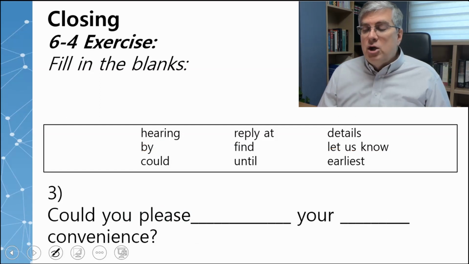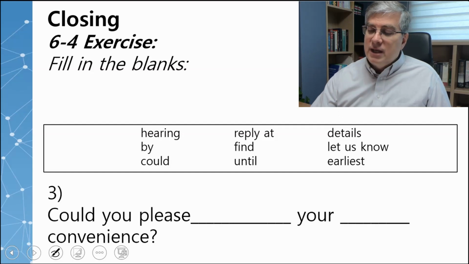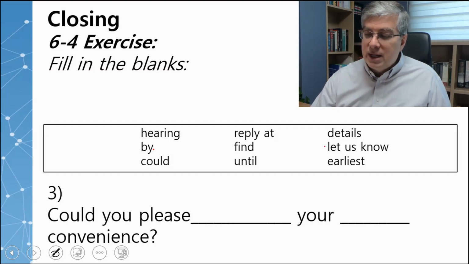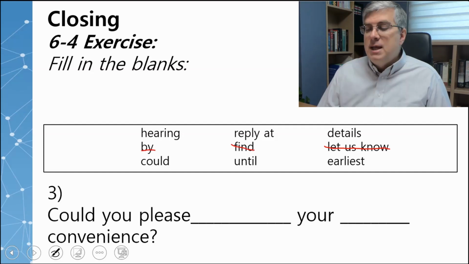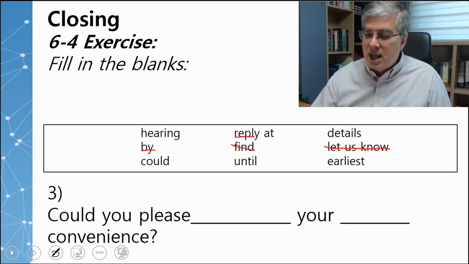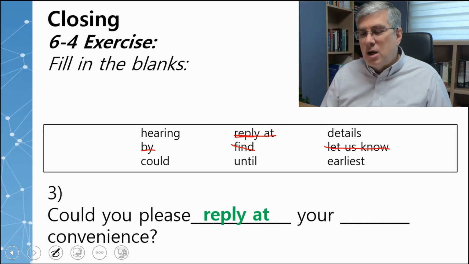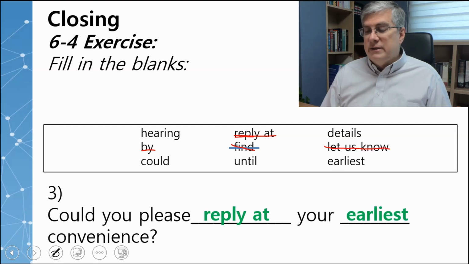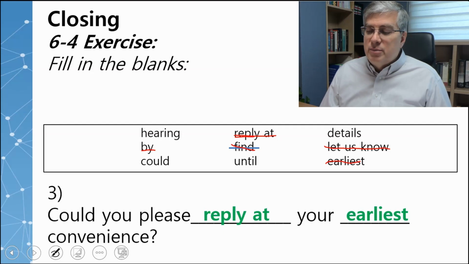Okay, number 3. Could you please, and then again, we have 2 blanks. Now we could say, could you please let us know, but we already used that for the previous one. We've already used by, and we've already used find, right? Reply. Could you please reply at your beep convenience? Now this is a very common collocation. We talked about this before. At your earliest convenience. Okay, so we've crossed that out there. So, could you please reply at your earliest convenience?